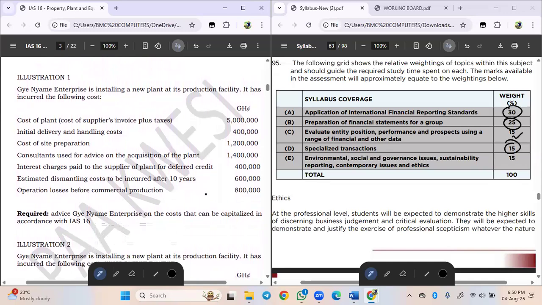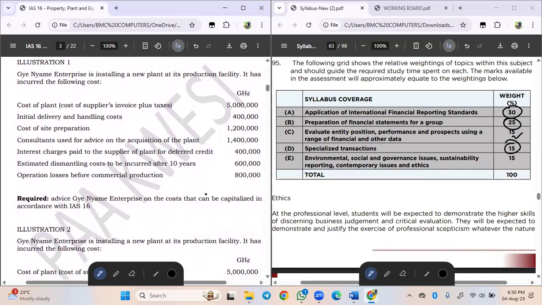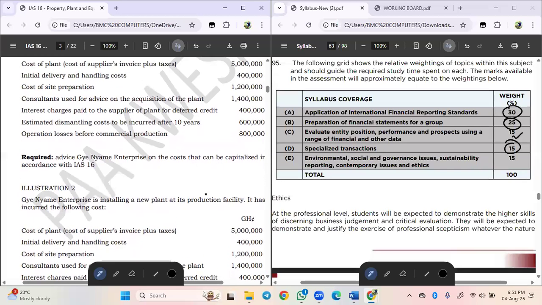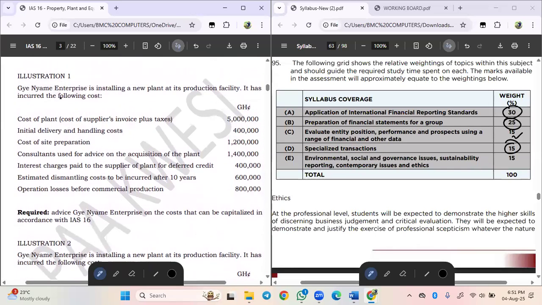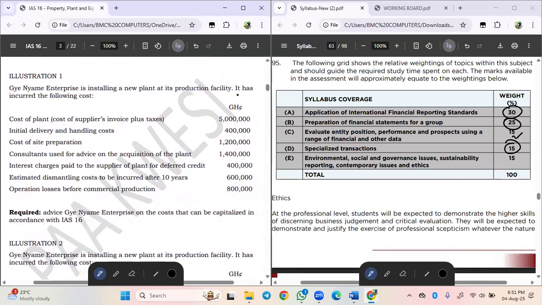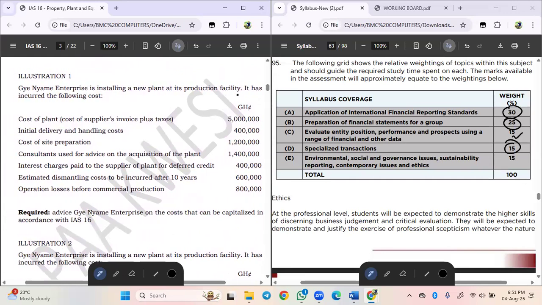So this is quite simple. I will not solve this because you solve some detailed one B. Okay, so Dynamic Enterprise is installing a new plant at its production facility. It has incurred the following costs. Okay, so this one will be added. That's the cost of the plant. That's the cost of the item, the purchase price.